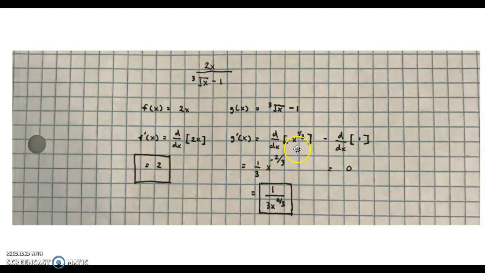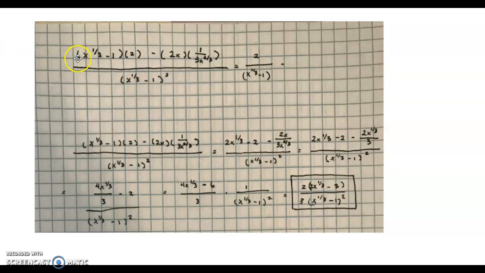So the derivative of x to the power of 1/3 is 1/3 times x to the negative 2/3, and then simplifying we get 1 over 3x to the power of 2/3. And then the derivative of a constant is always 0, so the derivative of g of x is 1 over 3x to the 2/3. So we have these four values, and we can just use that in the quotient rule.